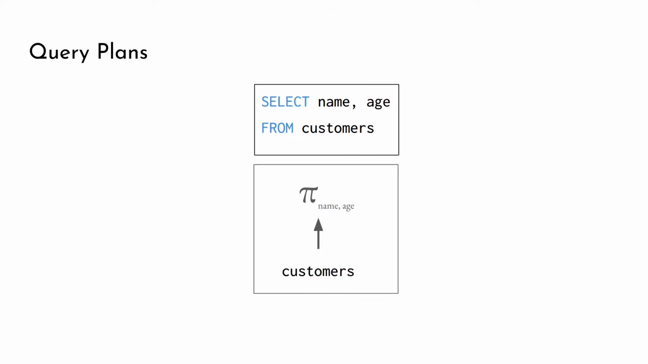Now, here's a query plan that has 2 operators. It has a name table, which is basically just a scan, meaning it's just an operator that gives you all the rows of a table. And then we have a project operator, which is usually denoted by this pi, which essentially gets as parameters the columns that we need to keep.